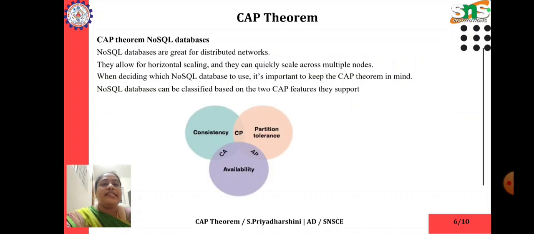So let us see in detail about the CAP theorem for NoSQL databases.